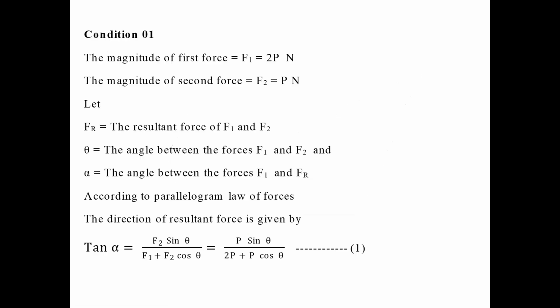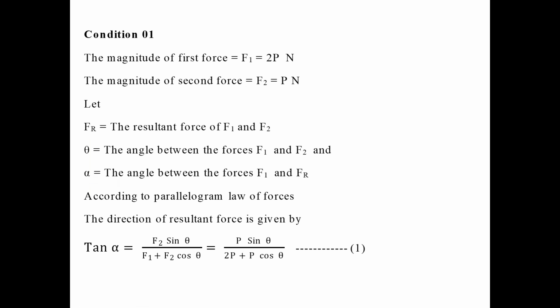In the first condition, force F1 is 2p Newton and force F2 is p Newton. Take Fr as the resultant force of F1 and F2. Between the forces F1 and F2, take the angle as theta. Between the resultant force Fr and force F1, take the angle as alpha. This alpha is the direction of the resultant force.